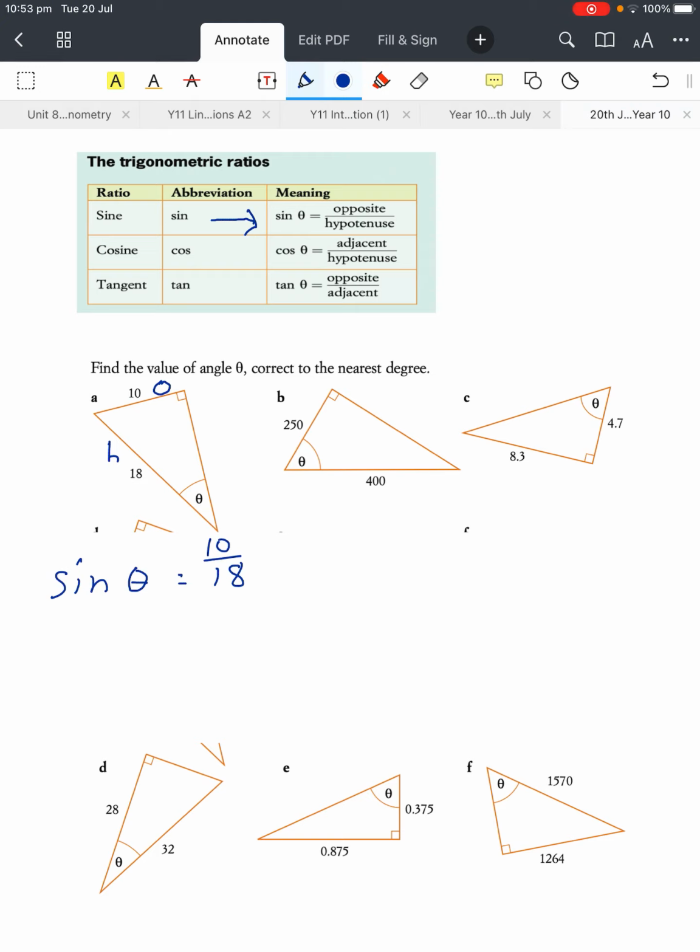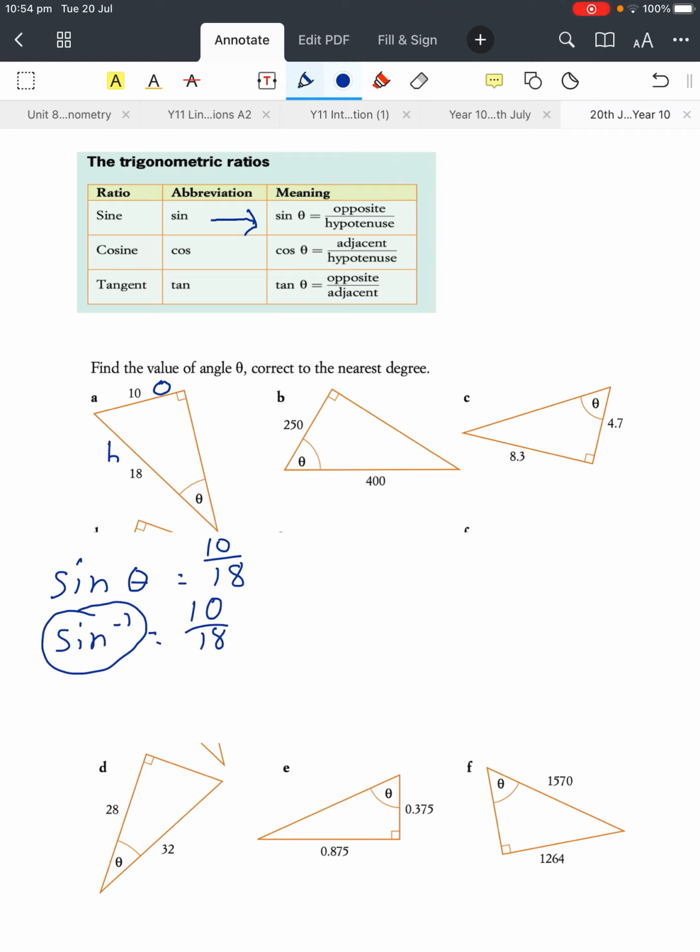Sometimes we do a second line of working. It's not really working. We just write sine to the minus 1 equals 10 over 18. What this sine minus 1 means, if you look at your calculator above the sine button, you'll see that. To get to this sine to the minus 1, or the inverse, or the opposite, what we do is we press shift and then sine. So on our calculators, we're going to press shift, then sine.